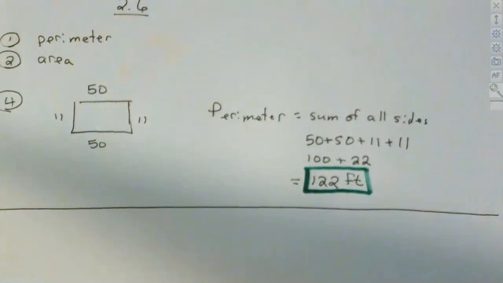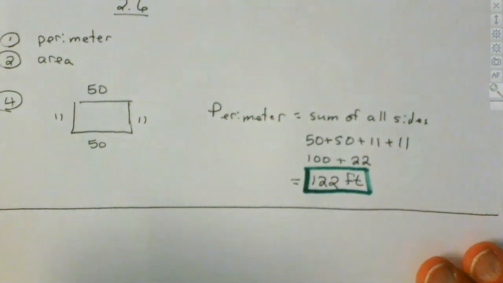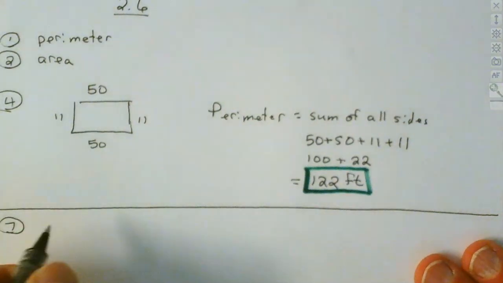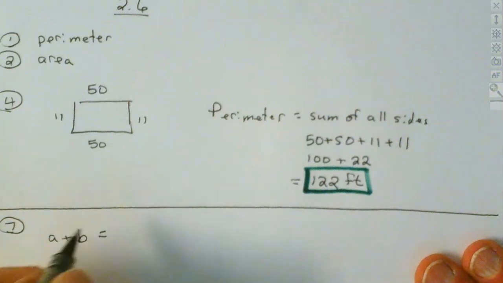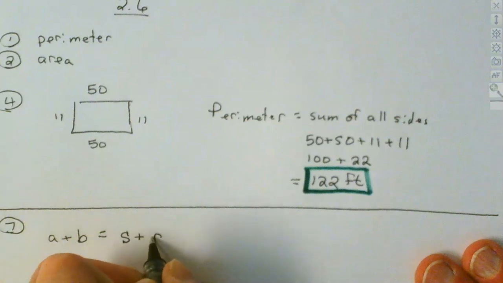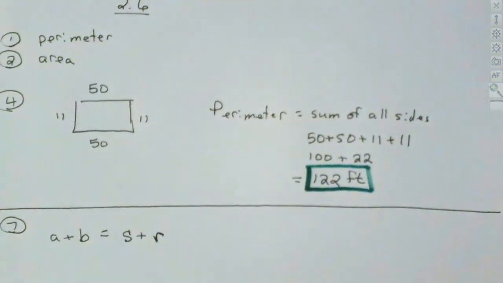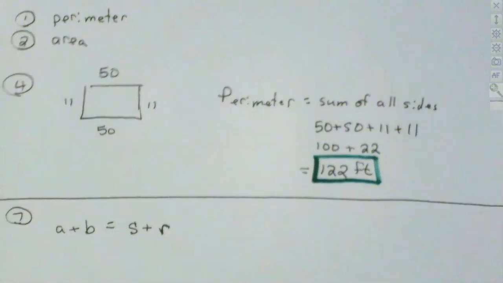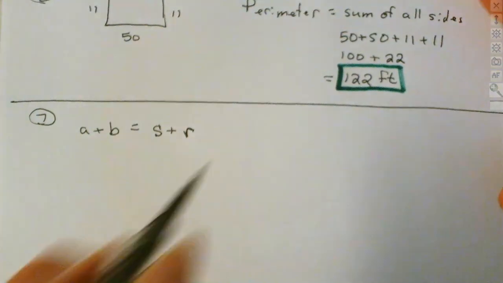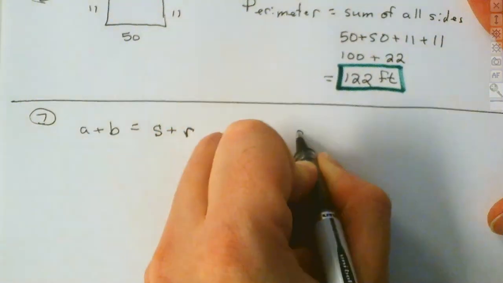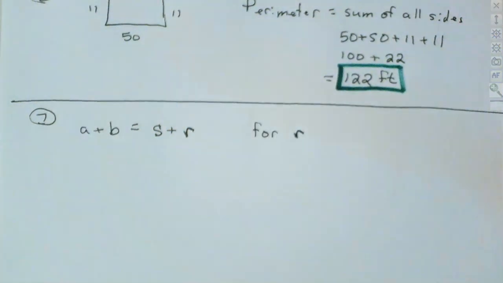Okay, question 7. We talked a little bit about these literal equations. And what are literal equations? Okay, by definition, literal equations are equations that have more than one variable. And when we look at these literal equations, I have to tell you what variable to solve for. So in this case, what variable are we solving for? We want to get the r, right? We're going to solve this for r.